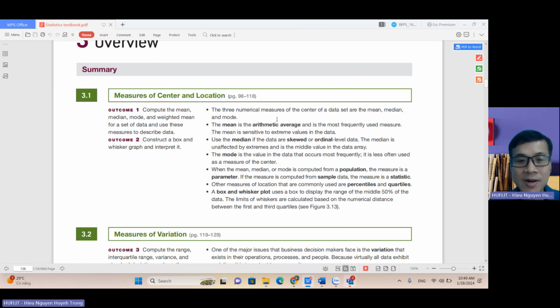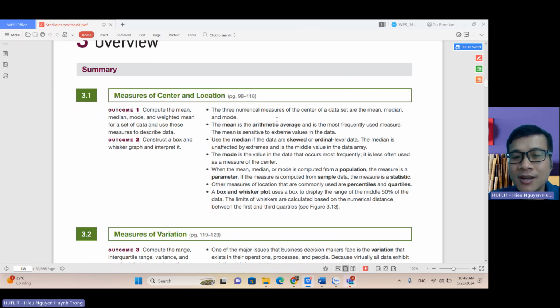And then you remember that in the program, we separate between the population and the sample. Every measure of the population is called a parameter. However, the measure for the sample will be called a statistic. Okay, so that's the difference. Population, parameter, sample, statistics. And then we also learn the percentiles and the quartiles together with the formula to find their position in the data set.